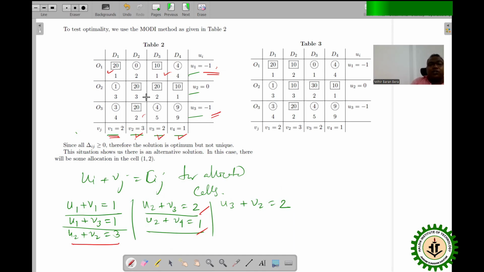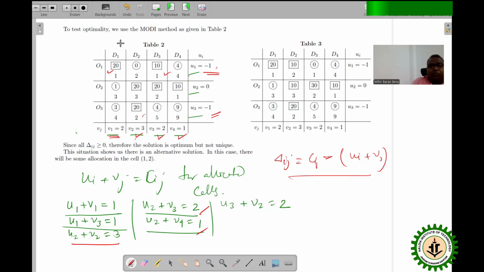So after doing this, as you know, we calculate delta Ij. Delta Ij is nothing but Cij minus Ui plus Vj, for the non-allocated cells. We calculate all these values. So this value will be 0, this is 4, this is 1, this is 3, this is 4, and this is 9.